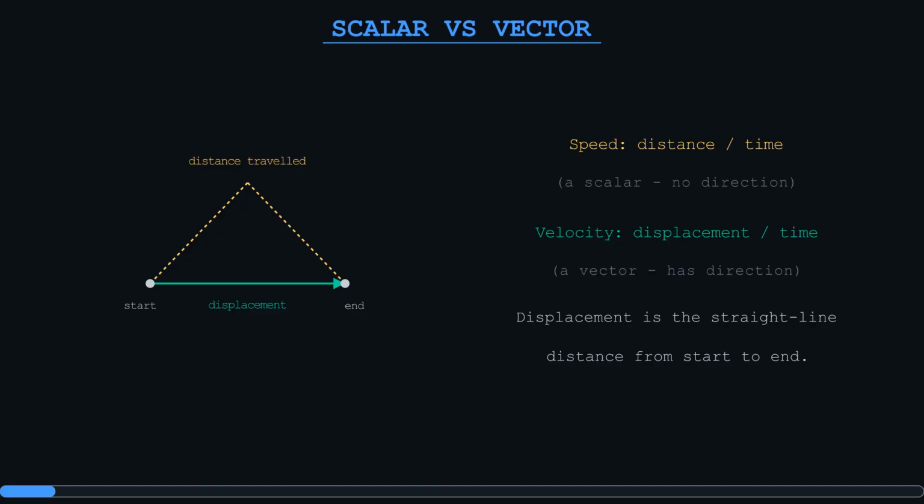Speed and velocity sound similar but are different. Speed is a scalar. Distance traveled divided by time, with no regard for direction. Velocity is a vector. Displacement divided by time, where displacement is the straight line distance from start to end in a specific direction. If a path winds around, the distance traveled can be much greater than the displacement.